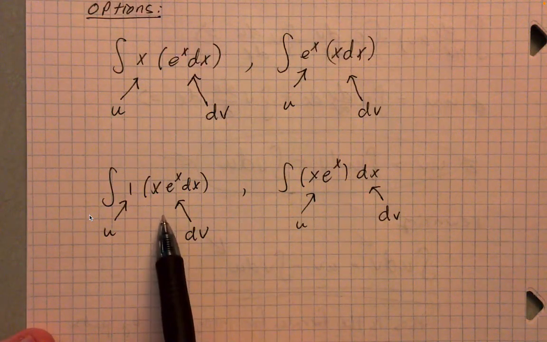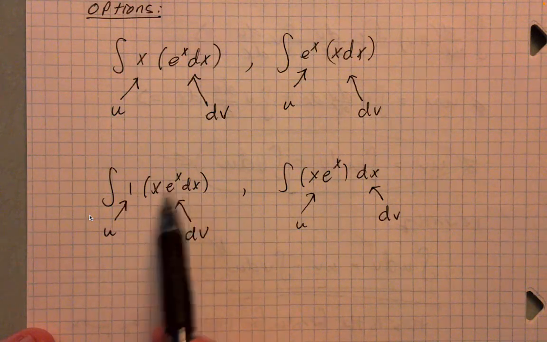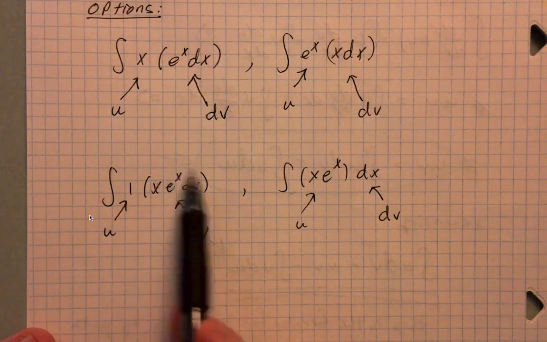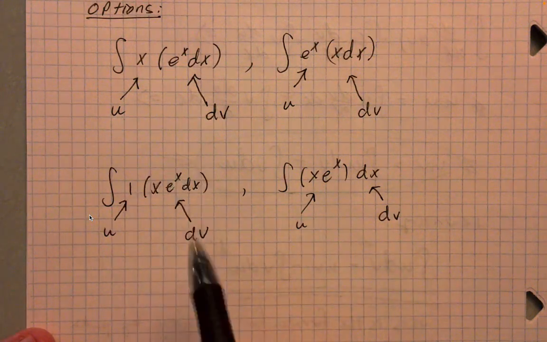So this one is obviously not a good choice. We do not know how to integrate this piece of it. It's certainly the most complicated part of the integrand. It's the whole thing, but we don't know how to integrate it, right? So this one is definitely out.